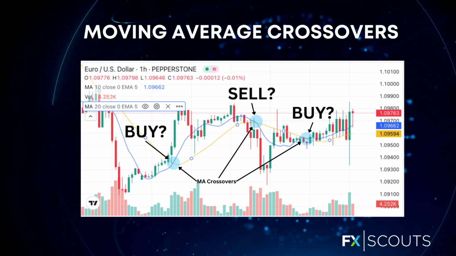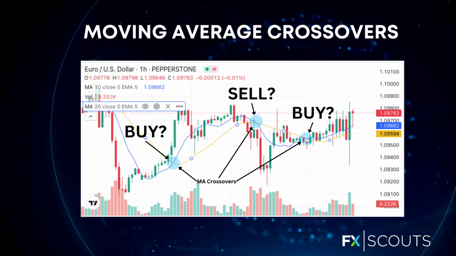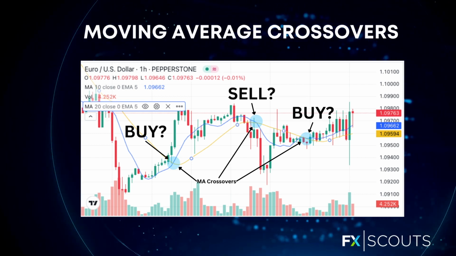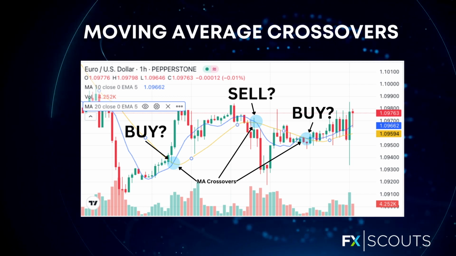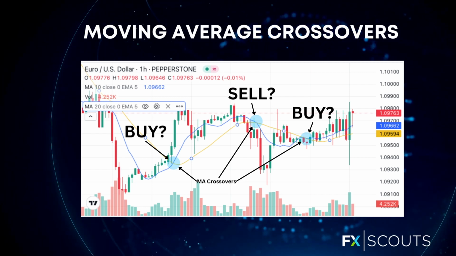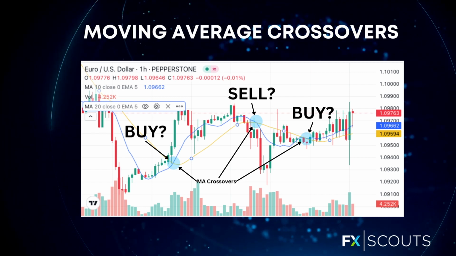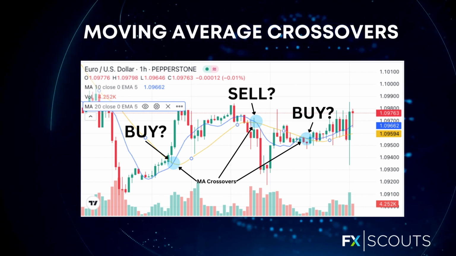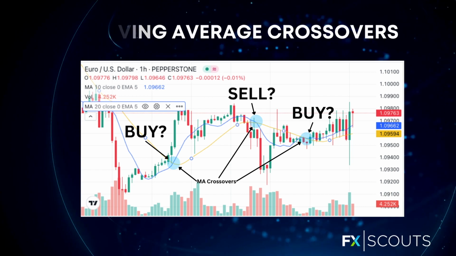In order to use this technique, what you have to do is plot a number of moving averages on your chart and wait for a crossover. If the moving averages cross over, it might be a chance to either buy or sell, depending on which moving average is above or below. What some traders do is that they either close or open a position once a crossover has occurred.